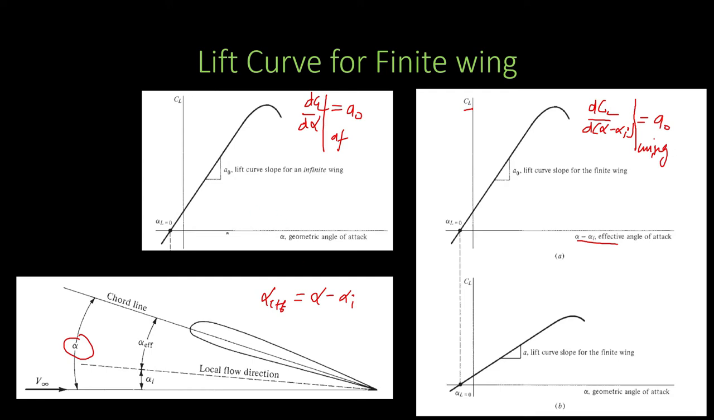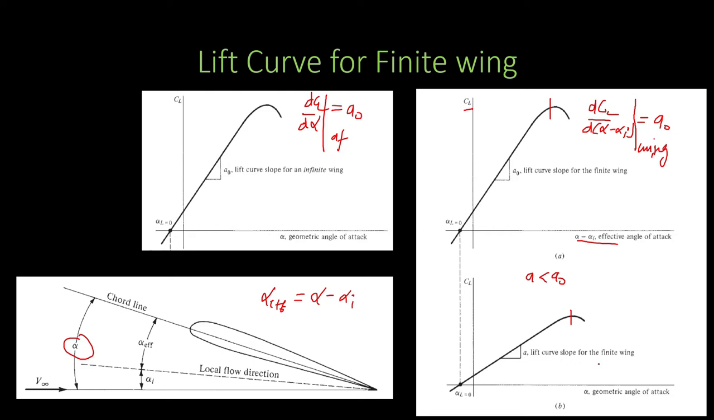If we make a CL alpha curve for a finite wing, we will find that the slope of this curve will be slightly less than a naught. So a would be less than a naught, and we will also see that alpha geometric stall is slightly higher than alpha effective stall. This is because here we are not taking into account alpha induced, whereas here alpha induced is taken into account. So this is the CL alpha curve for an infinite wing and this is the CL alpha curve for a finite wing.